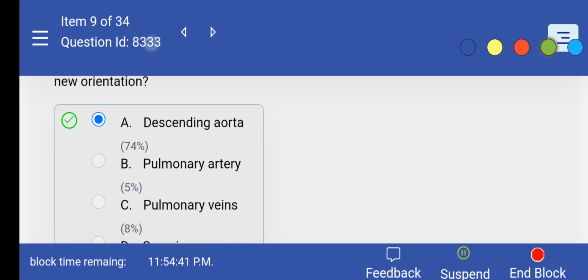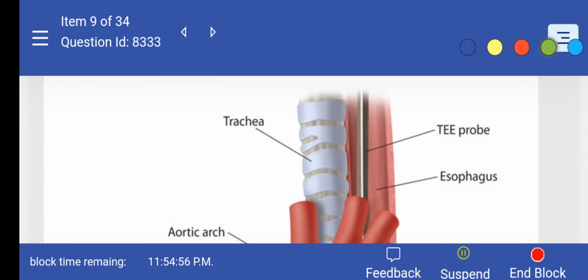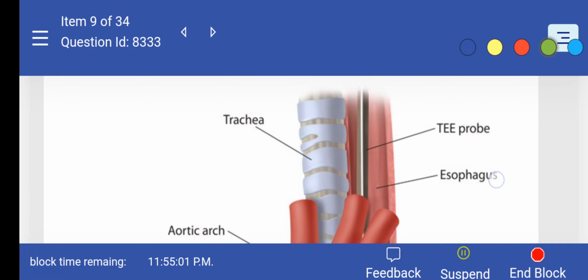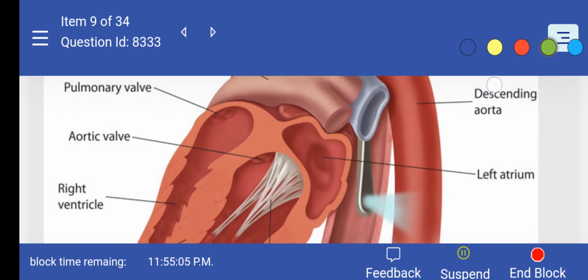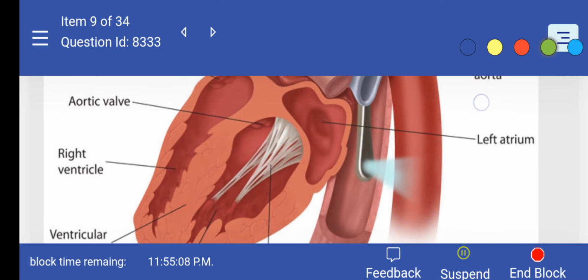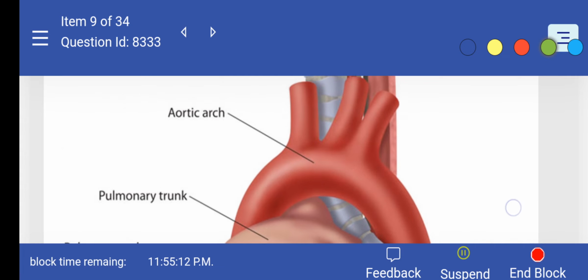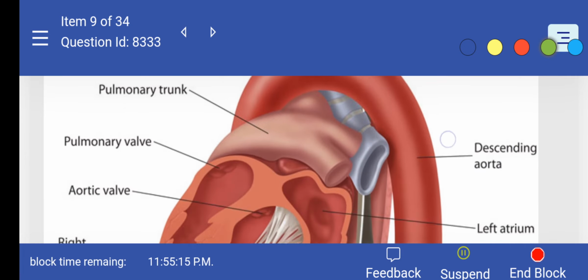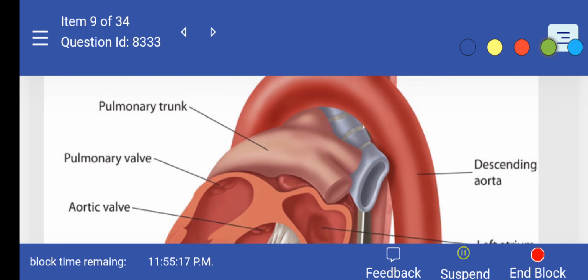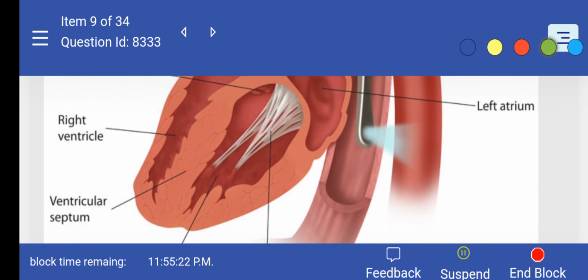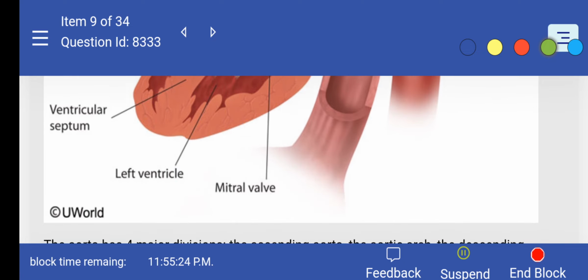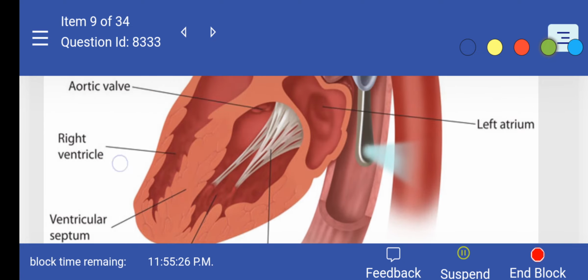Okay, good. Now let us see the explanation. Over here we can see we have a transesophageal probe, that is through the esophagus. In the front, we have the left atrium, and posterior to that we have the descending aorta, right? Then with that we have the pulmonary trunk and pulmonary wall, aortic wall, right? And we have the right ventricle and a ventricular septum. Okay, we have the left ventricle and we have the mitral wall.